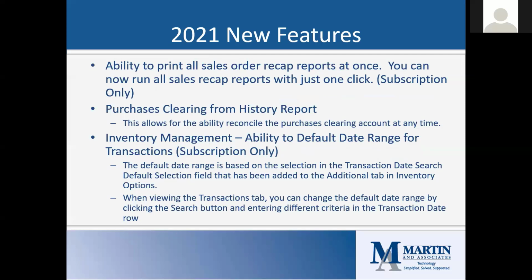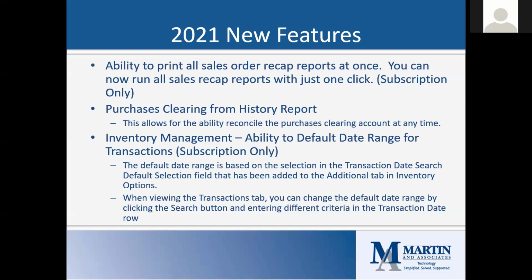The purchases clearing report. For those who aren't familiar, the purchases clearing report is a report that shows you goods received, not invoiced, or goods invoiced and not received yet. This report is intended to reconcile and balance your purchases clearing GL account out in General Ledger. Prior to the 2021 version, that report was only current as of when you ran it. So it was a point in time report.